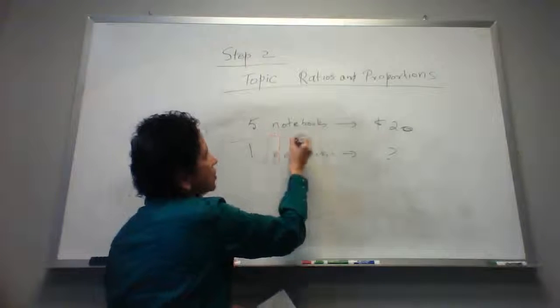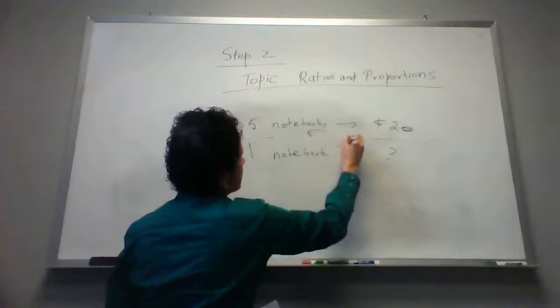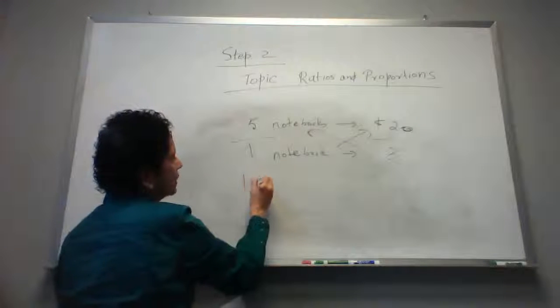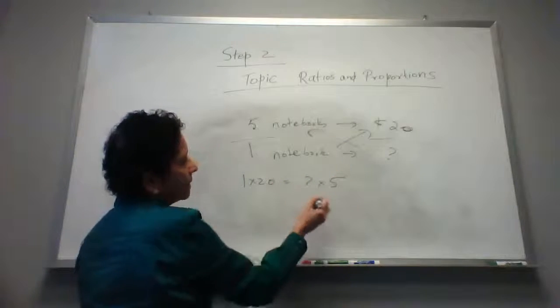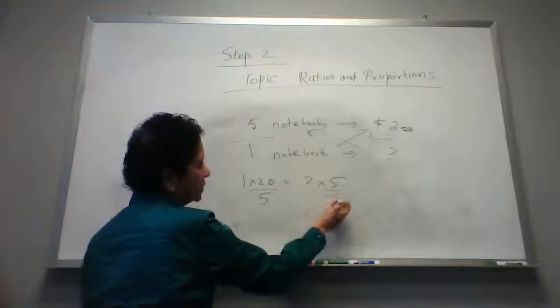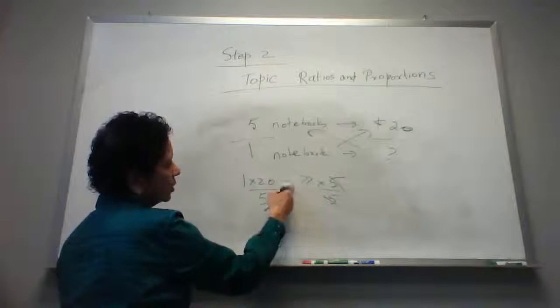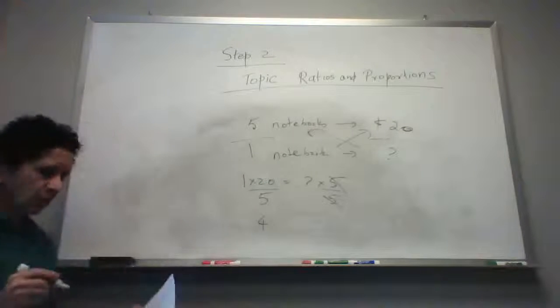dollars? So you just divide like that, and then again, you do the cross multiplication. So 1 times 20 equals question mark times 5, and I divide both sides by 5, right? So this gets canceled. So question mark equals 20 over 5, which is equal to 4. Okay, so that's what we got before.